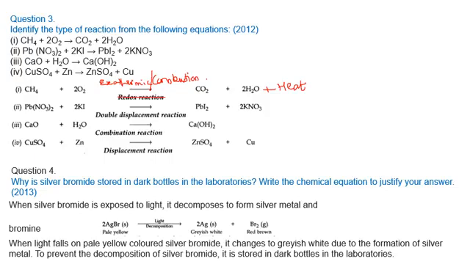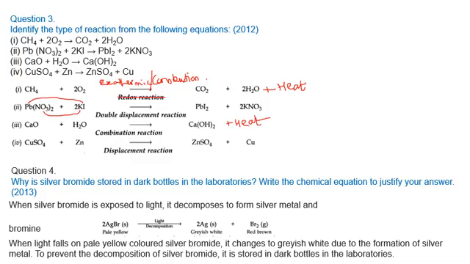Okay, next question. Pb(NO3)2 plus KI gives PbI2 plus KNO3. So if you see over here, lead and iodide have reacted together, and nitrate and potassium have reacted together. So definitely this is a double displacement reaction. Calcium oxide plus water. It's a combination reaction, and we also know that it produces a lot of heat. So you can write combination reaction slash exothermic reaction.